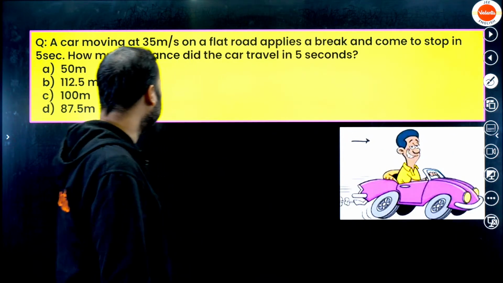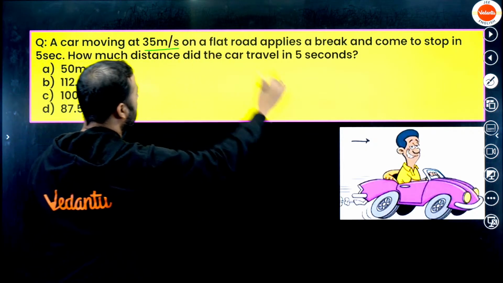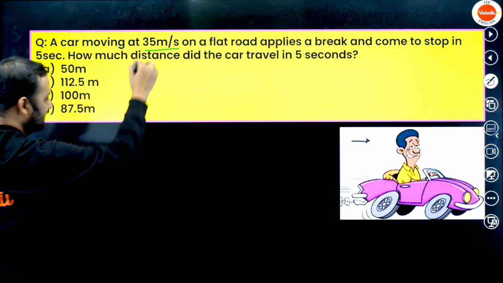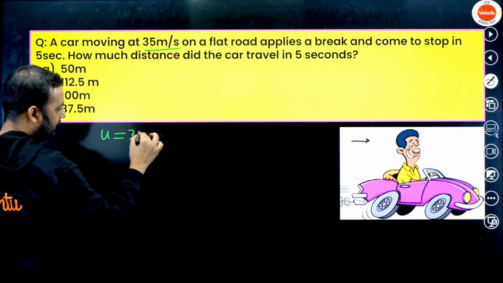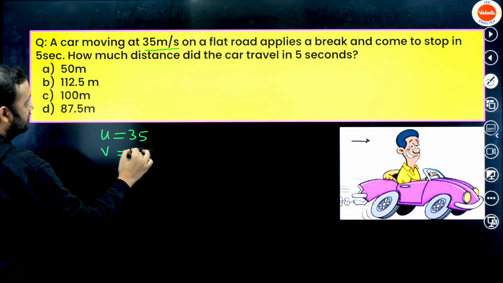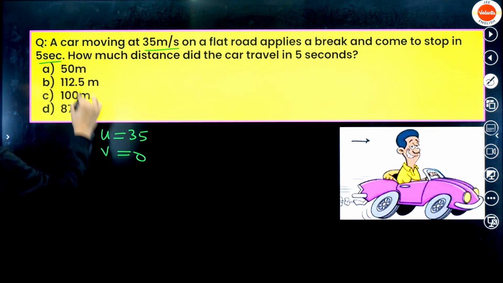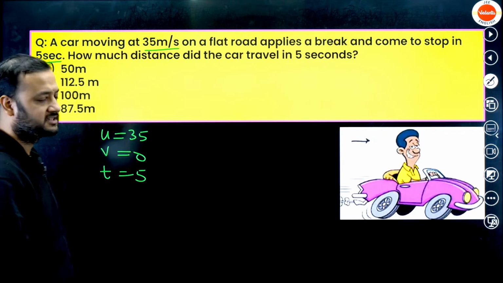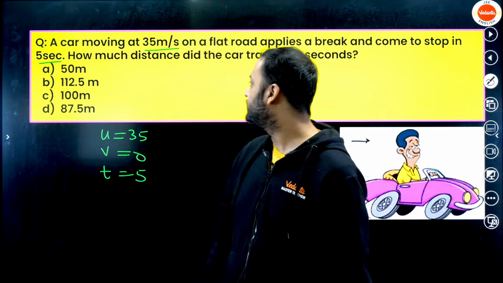A car moving at 35 meter per second on a flat road applies a brake and comes to stop. That means we can say that initial velocity was 35. And stops means final velocity is 0 in 5 seconds. Time is 5 seconds. How much distance did the car travel in 5 seconds?